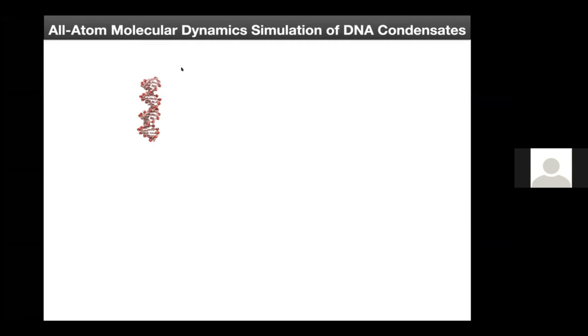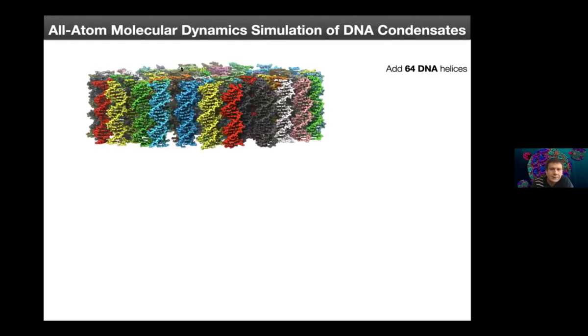Fine. Great. All right. So here's how we set up our molecular dynamics simulations. I know some of you are experts, but let me just show how we do it. So we take a molecule of DNA, and, well, we have a big computer. Let's take more than one. This is 64 molecules of DNA. And in this particular case, we make them effectively infinite.